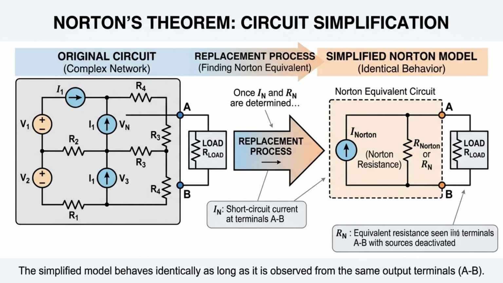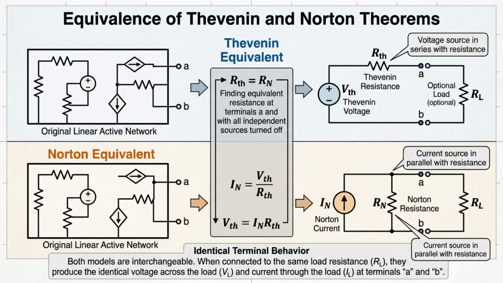Once these two values are known, the original circuit can be replaced by a current source in parallel with a resistor. This simplified model behaves identically to the original network as long as it is observed from the same output terminals. Norton and Thevenin theorems describe the same physical system using two different mathematical representations. A Thevenin equivalent uses a voltage source in series with a resistance, while a Norton equivalent uses a current source in parallel with a resistance. Both models are interchangeable and represent identical terminal behavior.